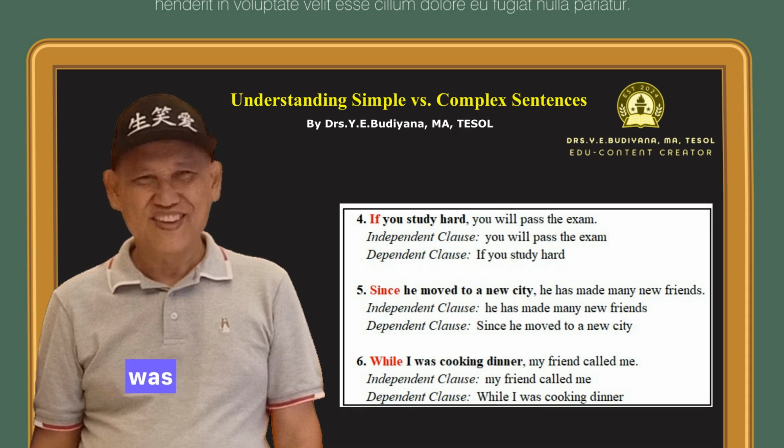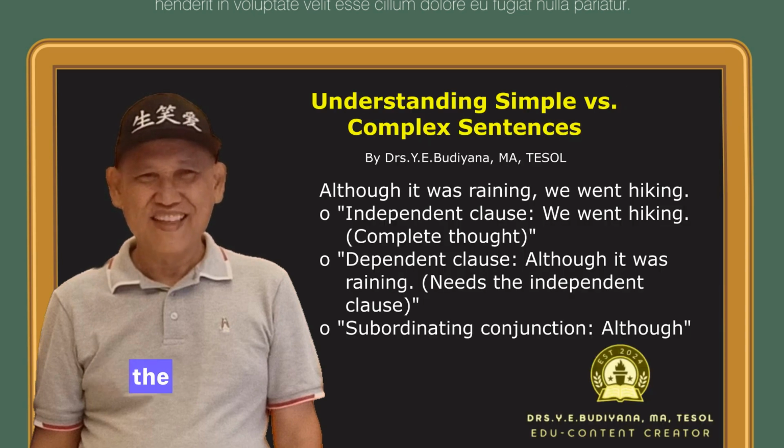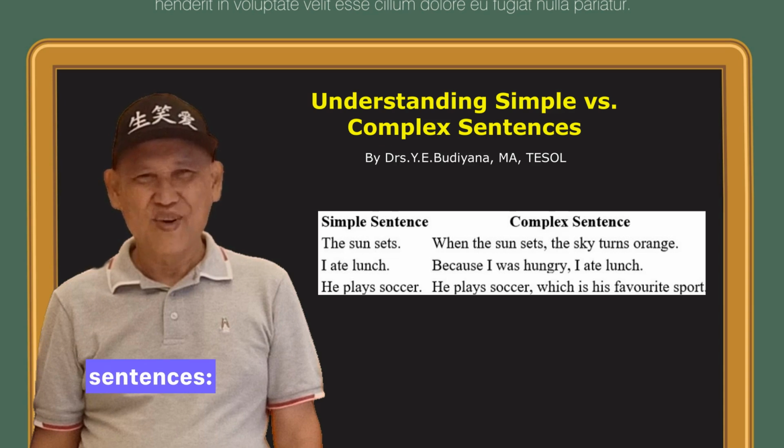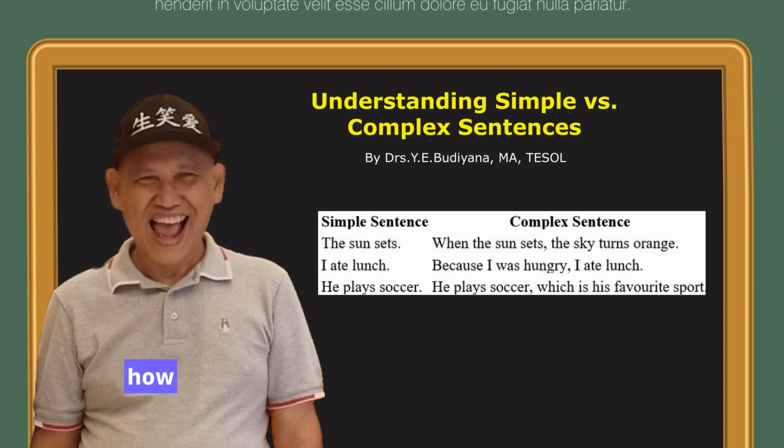6. While I was cooking dinner, my friend called me. Independent clause: my friend called me. Dependent clause: while I was cooking dinner. On the left, we have simple sentences. One independent clause, short and sweet. On the right, complex sentences add a dependent clause to give more context, like why, when, or how something happens. Notice how complex sentences use words like when, because, or which to connect the clauses.